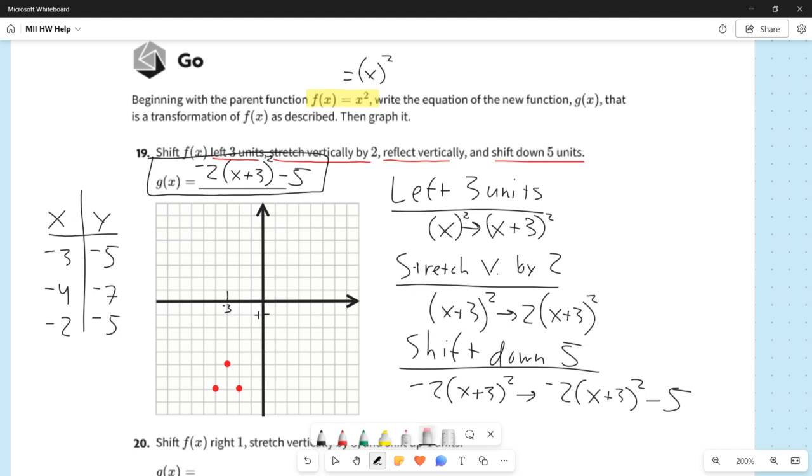Okay. But if you didn't see the symmetry, you could always just plug in the -2. -2 plus 3 is 1. 1 squared is 1. -2 times 1 is -2. And -2 minus 5 is... Wait. What did I do wrong? Oh, no, it's -7, not negative 5. I plotted that correctly. I filled in the table incorrectly. So negative 2 gives you a negative 7, not a negative 5. Yeah, so you can plug in the negative 2, you'll get a negative 7.